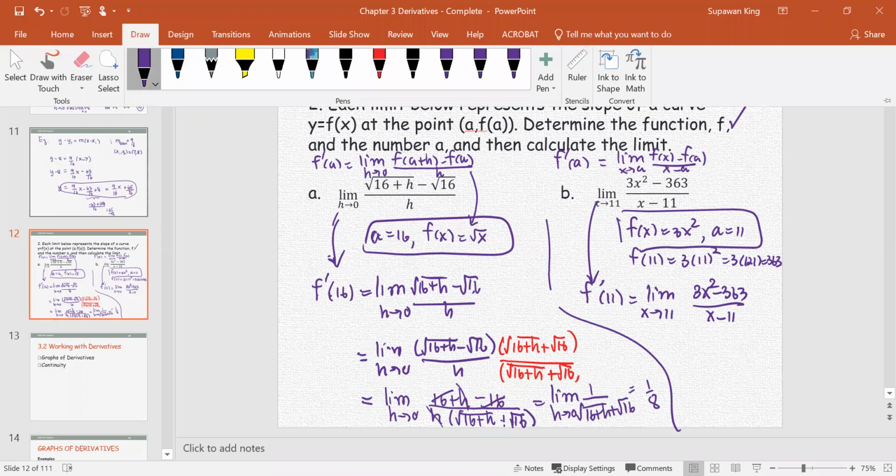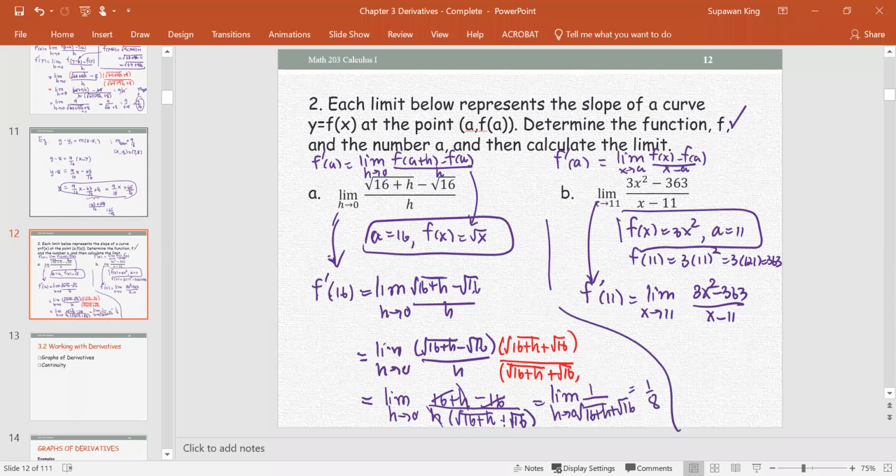In part B, we are going to use factoring to reduce the term that causes the zero denominator. I see the numerator as 3x squared minus 363. We can factor out the common factor 3. So now we have 3 times x squared minus 121, and 121 is 11 squared. So we can see this as 3 times x squared minus 11 squared. So the numerator can be factored using the special product, the difference of two squares.